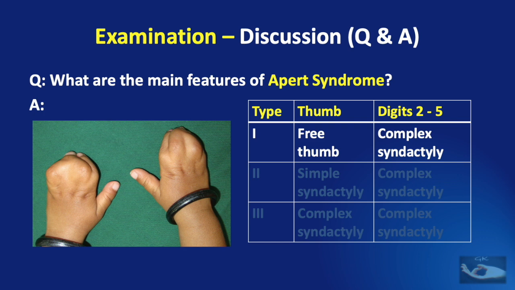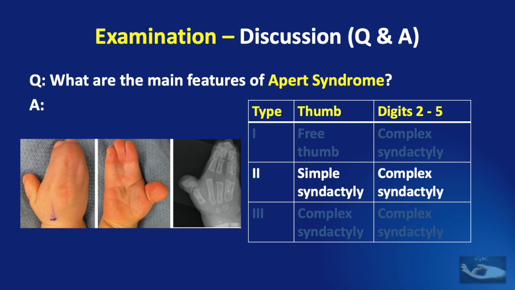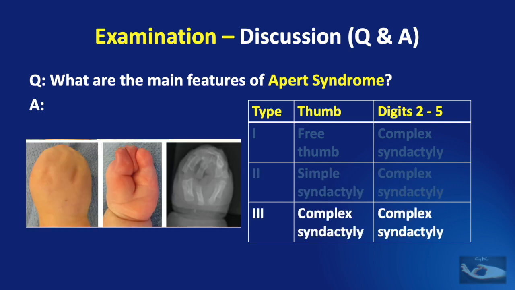The first type where the thumb is free, but between digits 2 to 5 there is a complex syndactyly with fusion of the terminal phalanges. In type 2 there is a simple syndactyly involving the thumb, but there is a complex syndactyly involving the other digits. And in type 3 there is a complex syndactyly involving the thumb also along with the other digits.